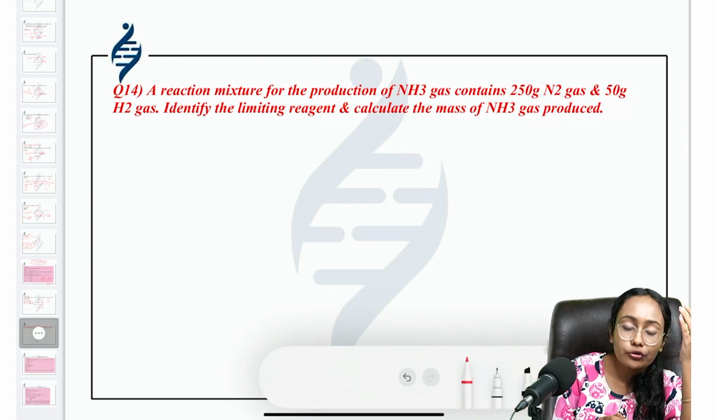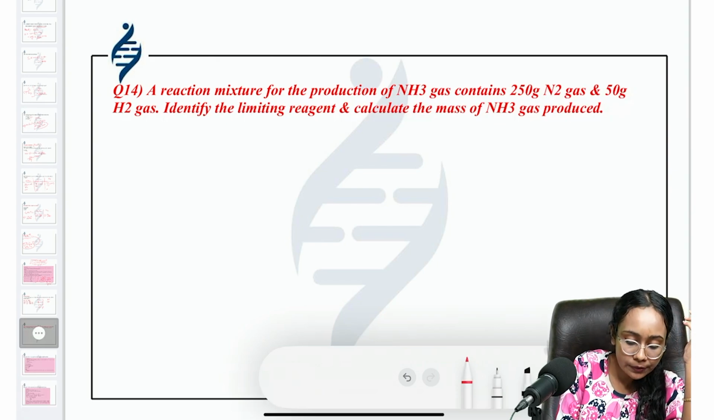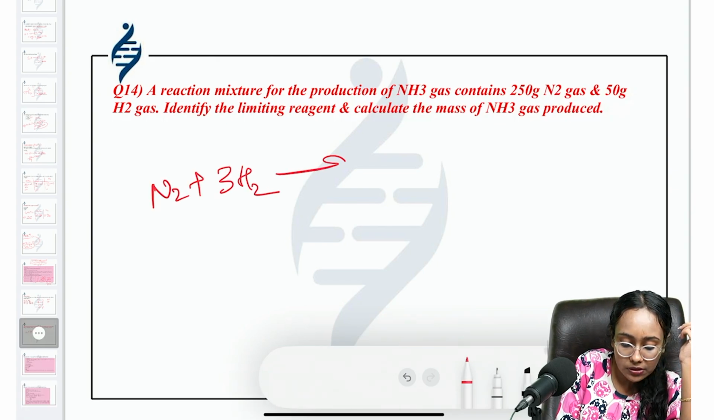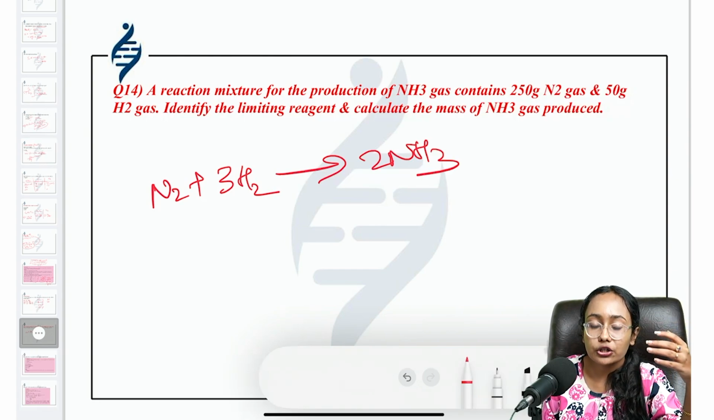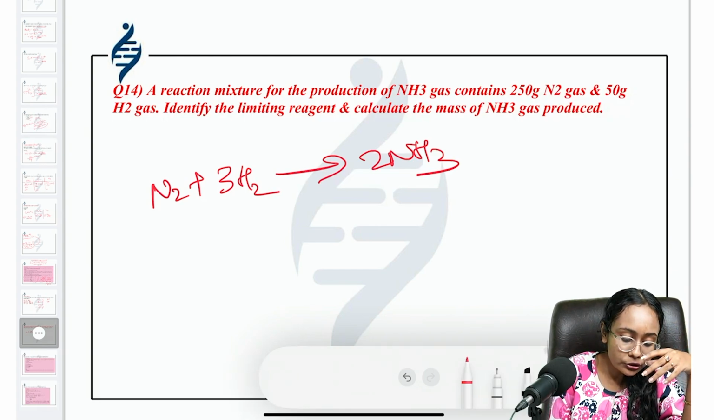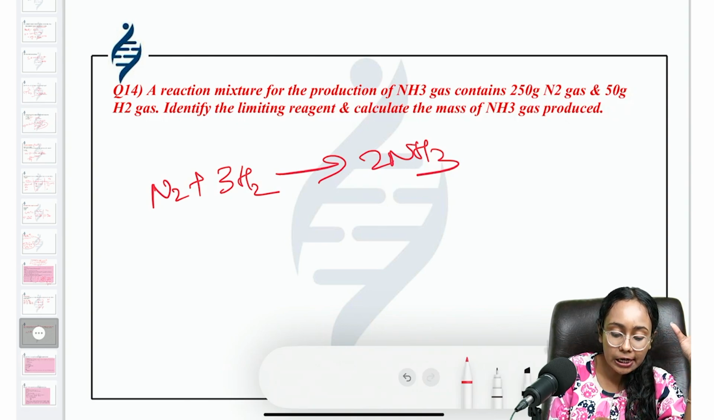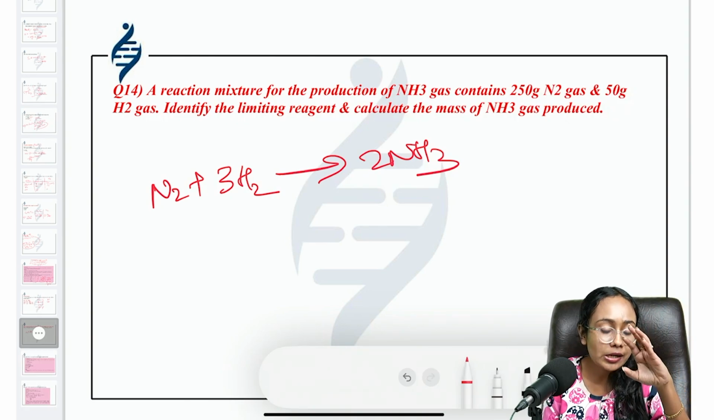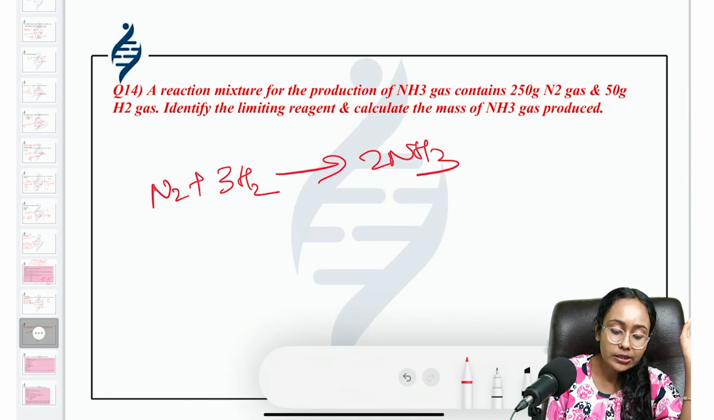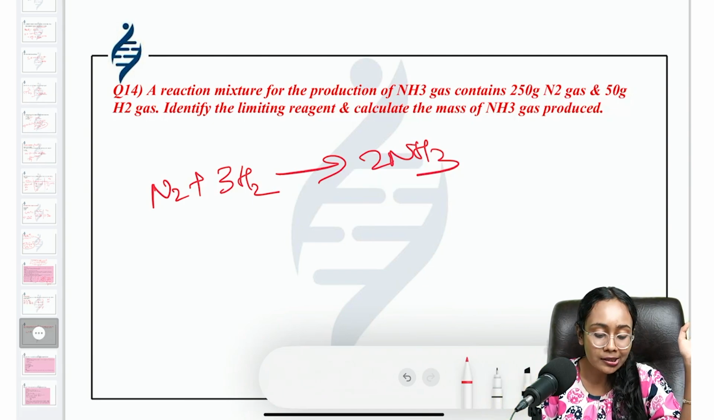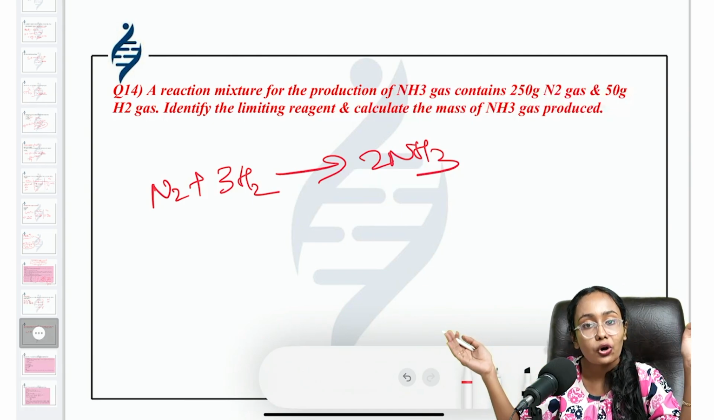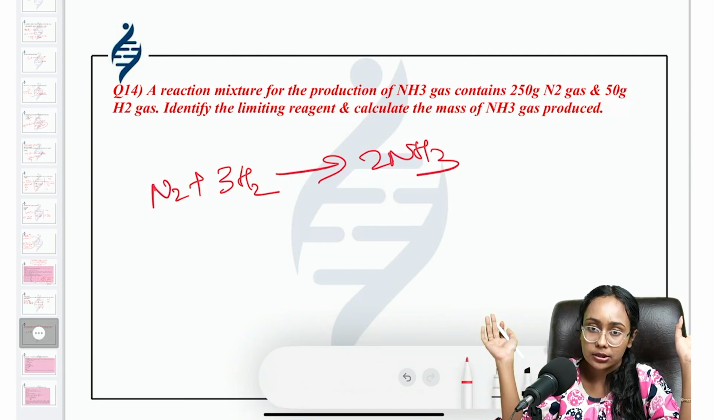You need to know how to write a chemically balanced equation. N2 plus 3H2 gives 2NH3. This is the balanced chemical equation for the production of ammonia gas. 2 nitrogen atoms are present on the left side of the reaction. 2 nitrogen atoms are also present on the right side. 6 hydrogen atoms are present on the left side of the reaction. 6 hydrogen atoms are present on the right side also. So the equation is chemically balanced.